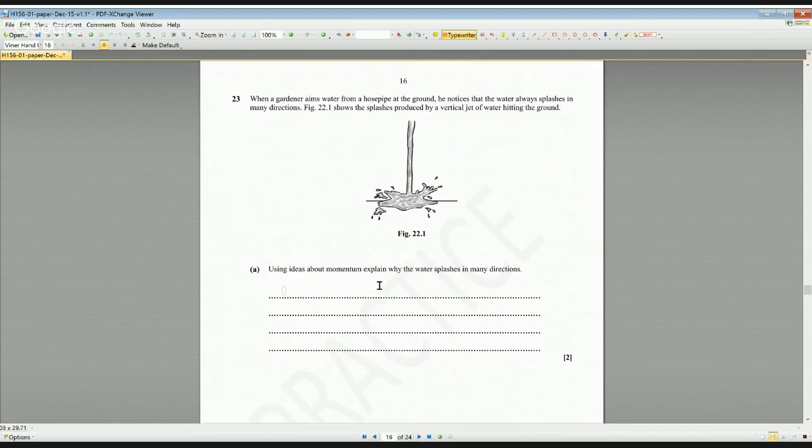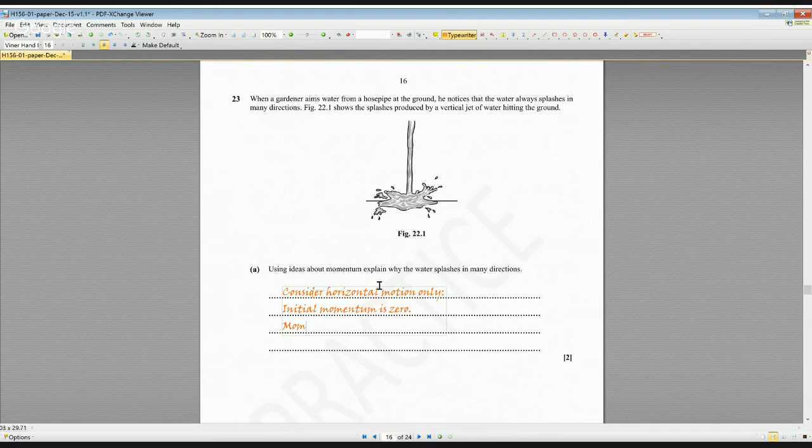This is a question about conservation of momentum. So the first thing we need to do here is separate it out, between vertical and horizontal motion. If we just consider the horizontal motion only, we can say that the initial momentum is 0, as the water is flowing vertically, not going sideways, so it's got no horizontal momentum.